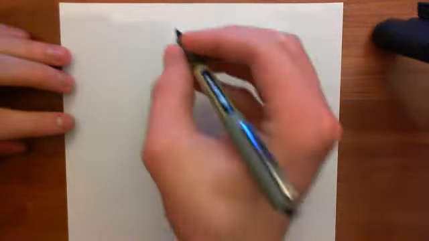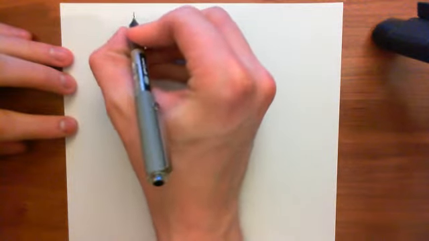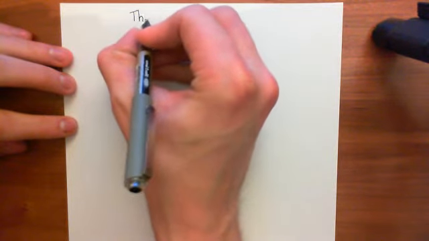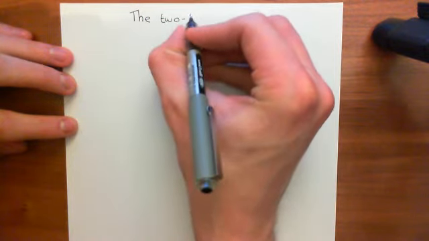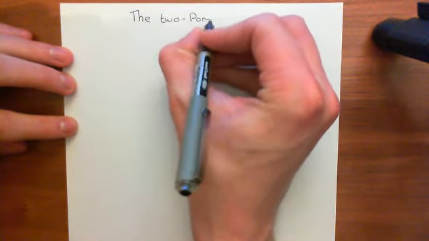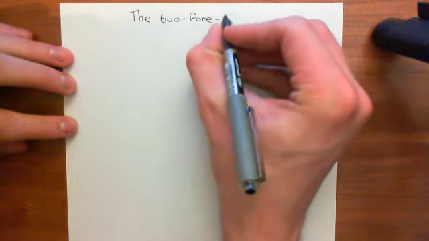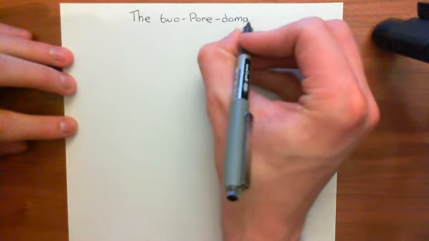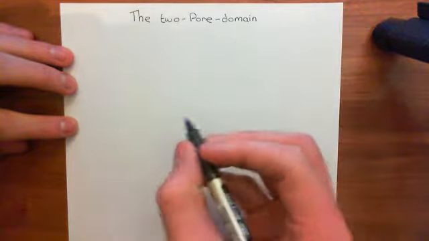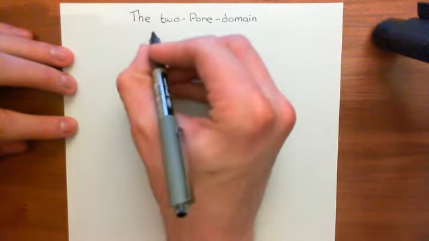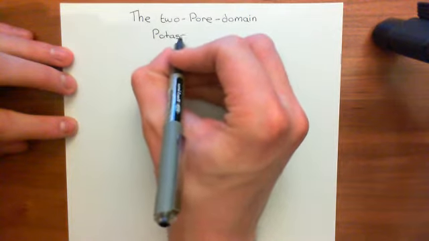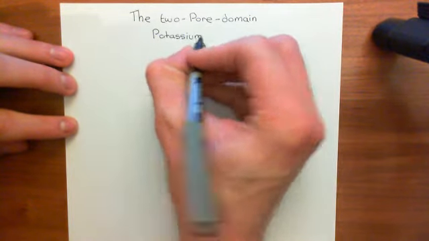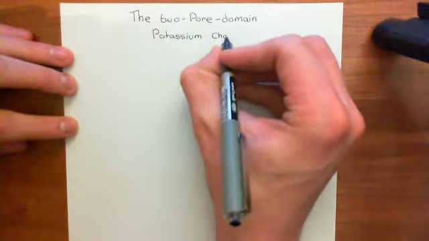Okay, so welcome to this video. In this video what we're going to discuss is the two-pore potassium channels. Now these two-pore potassium channels, or rather two-pore-domain potassium channels to be full, are the leaky potassium channels that you have within cells.